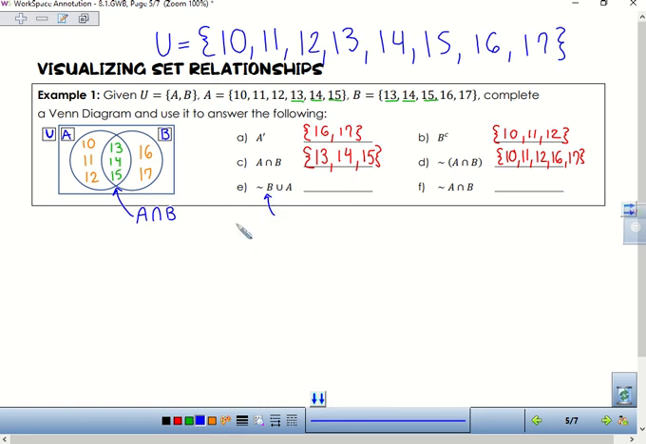So let's talk about the complement of B. What's the complement of B? It's everything that B does not have, right? What does B not have that's in the universal set? 16, 17. B has 10 and 11 and 12, right? So B does not have 10, 11, 12. That's the complement of B. Does everybody see how I got that? 10, 11, and 12. It's what B does not have.